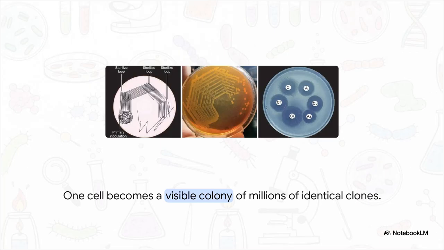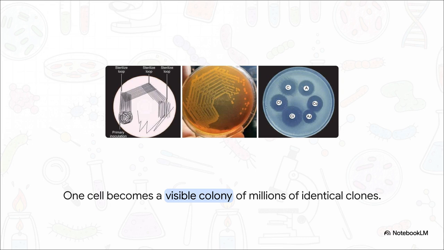So the key here is to isolate a single suspect. A lab tech will streak the sample across a plate, thinning it out more and more. The whole point is to get individual bacterial cells all by themselves. Then you pop it in an incubator, and each one of those single cells divides millions of times until it forms a visible dot called a colony. That dot? It's a pile of millions of identical clones.